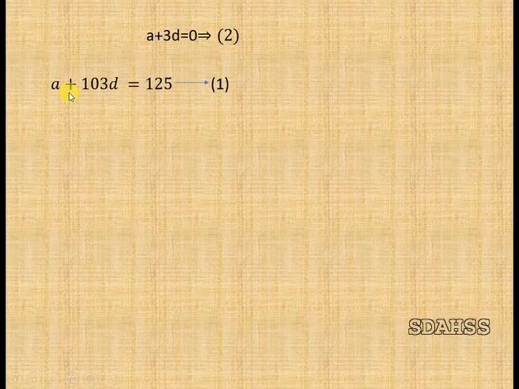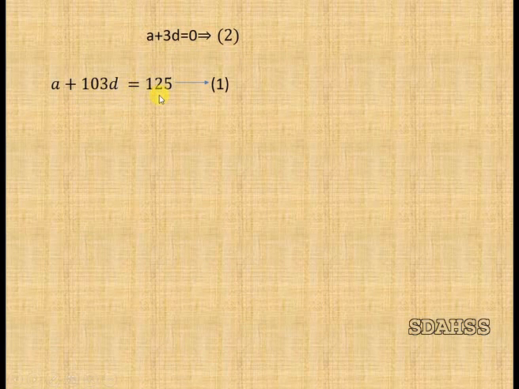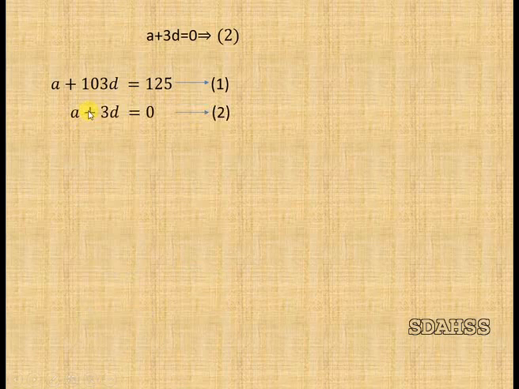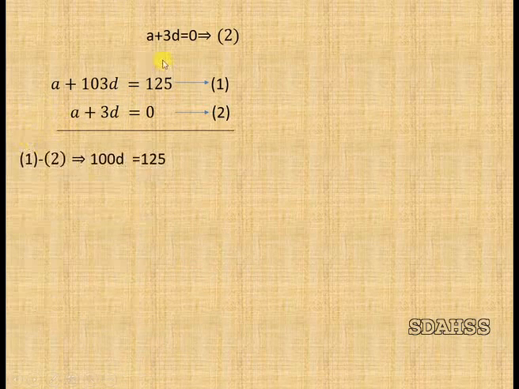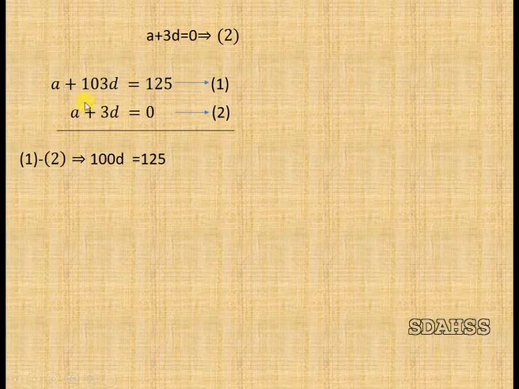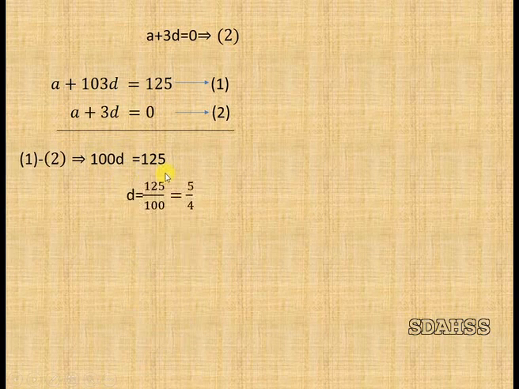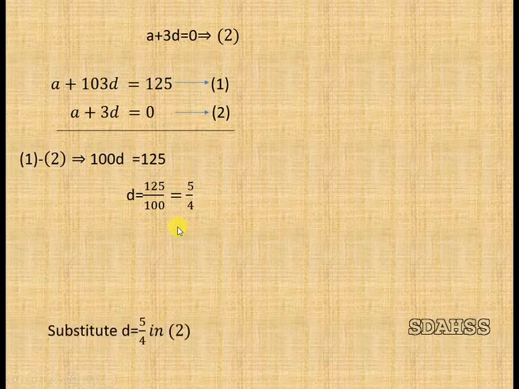The first equation is a plus 103d equal to 125, and the second equation is a plus 3d is equal to 0. Subtract 1 and 2. Then you have to change the symbol, minus minus minus. So you have 103d minus 3d, 100d. Plus a minus a cancel, which is equal to 125 minus 0, 125. Then d is equal to 125 divided by 100. Cancel the numerator and denominator by 25 table, so you have 5 by 4.